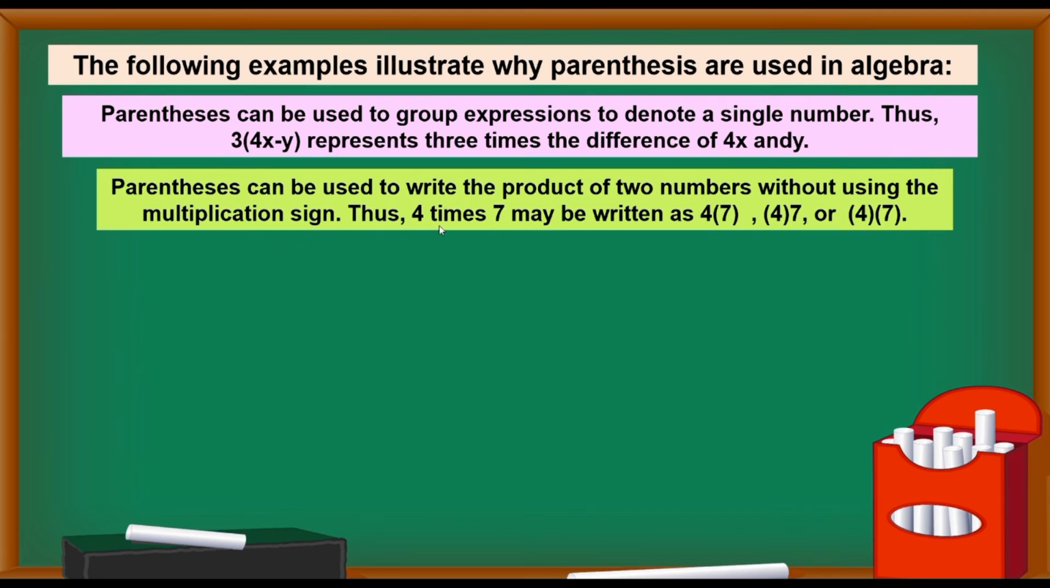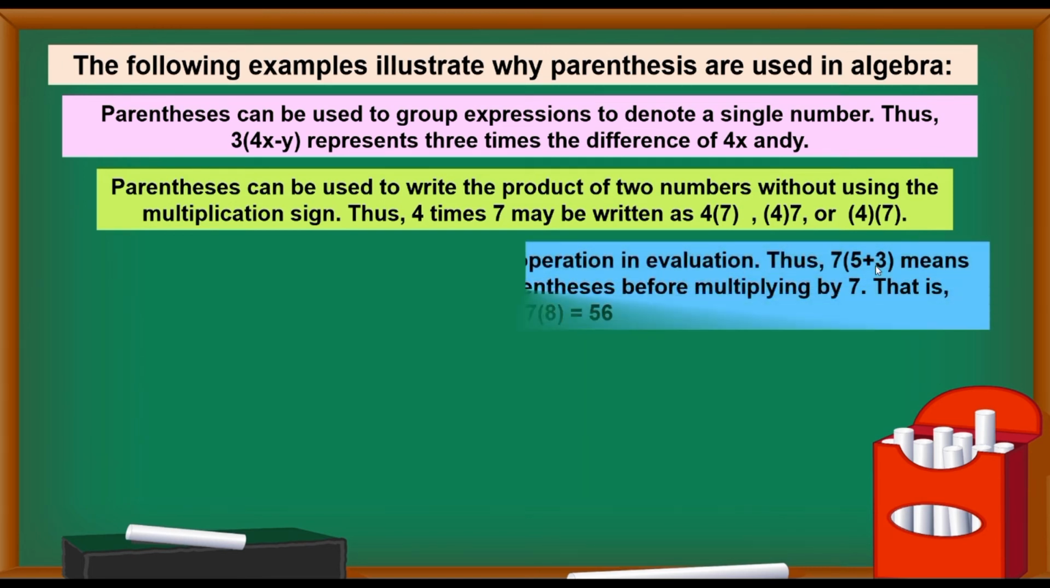Another, parentheses can be used to write the product of two numbers without using the multiplication sign. So, ginagamit natin, for example, 4 times 7. So, mas mapapaikli natin yan gamit yung parentheses. Yung 4, pwedeng may parentheses lang ay yung 7. Pwede rin namang maunang may parenthesis yung 4, tapos tsaka yung 7. Ibig sabihin pa rin po niyan ay 4 times 7. Or, pwedeng silang dalawa may parenthesis at ang ibig sabihin pa rin niyan ay multiplication.